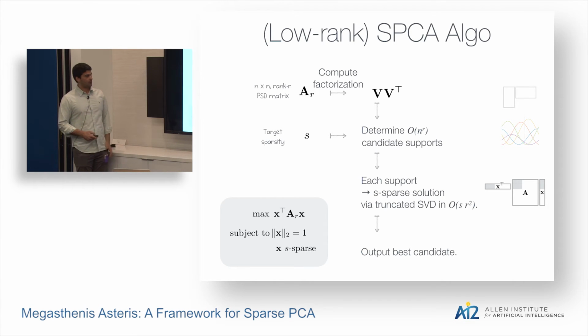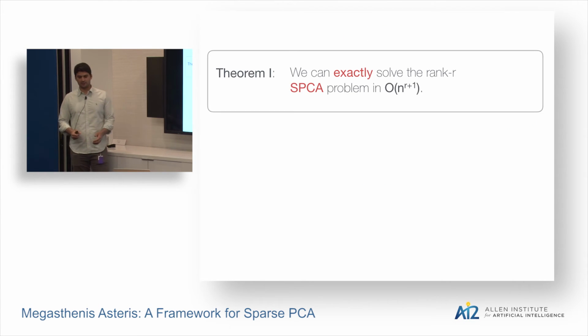So what have we accomplished? What we have done is we have found a way to exactly solve the sparse PCA problem on a rank R input in time of order n to the r, n to the r plus 1 here.